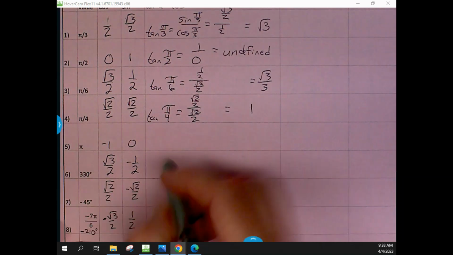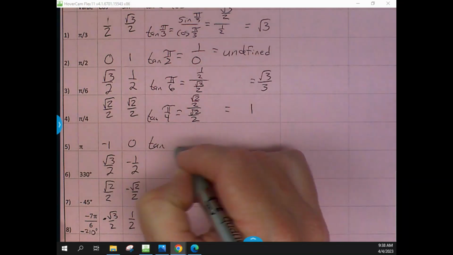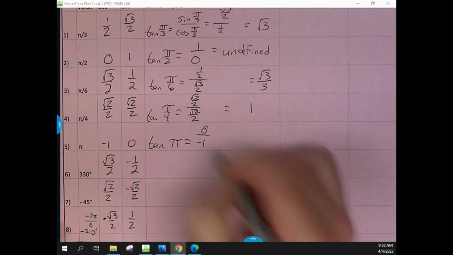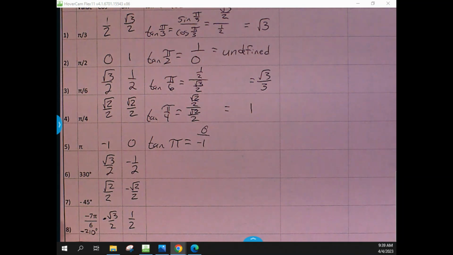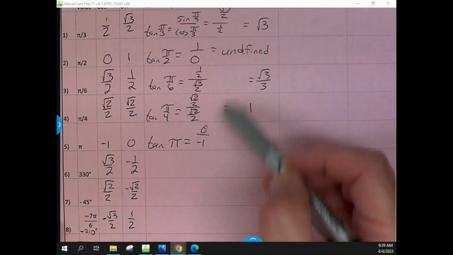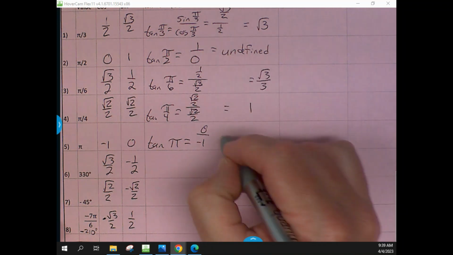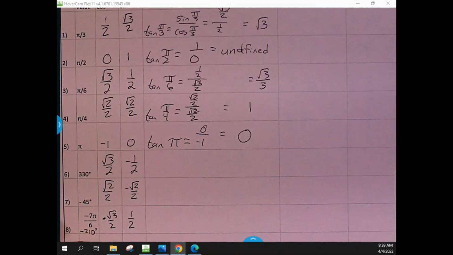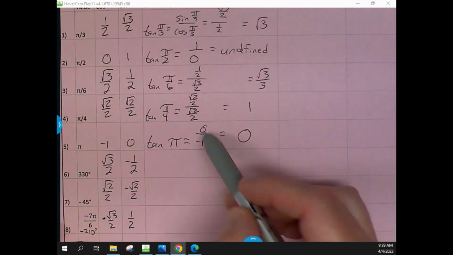Okay, if we do tangent of pi, that's 0 over negative 1. What happens when you put 0 on top? Now, 0 on the bottom is undefined, correct? 0 on top is just 0. 0 on the bottom makes it undefined. 0 on the top makes it just 0.